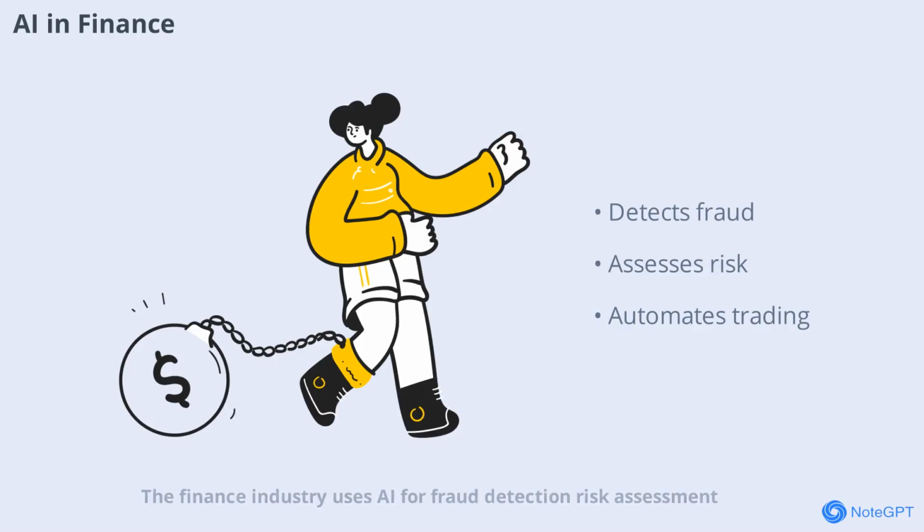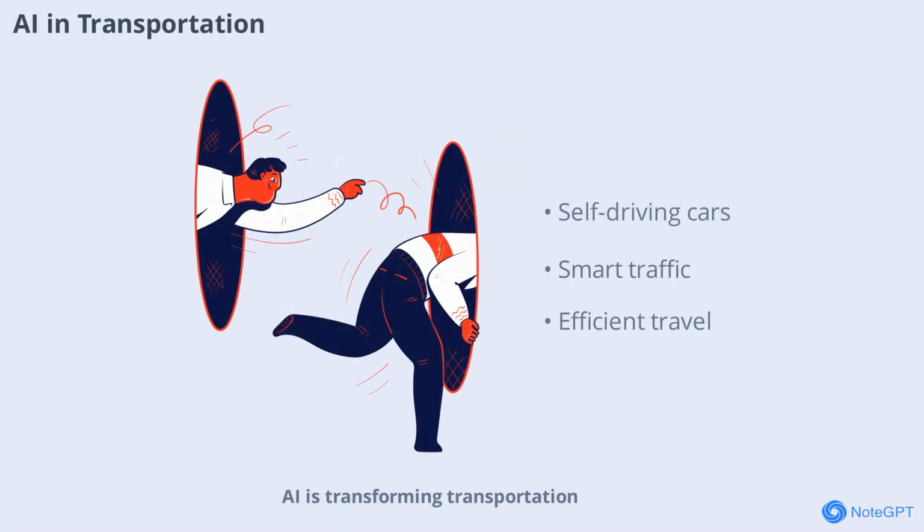The finance industry uses AI for fraud detection, risk assessment, and automated trading. By analyzing vast amounts of data in real time, AI systems can spot unusual patterns and make split-second decisions that keep markets running smoothly. AI is transforming transportation, from self-driving cars to smart traffic management.